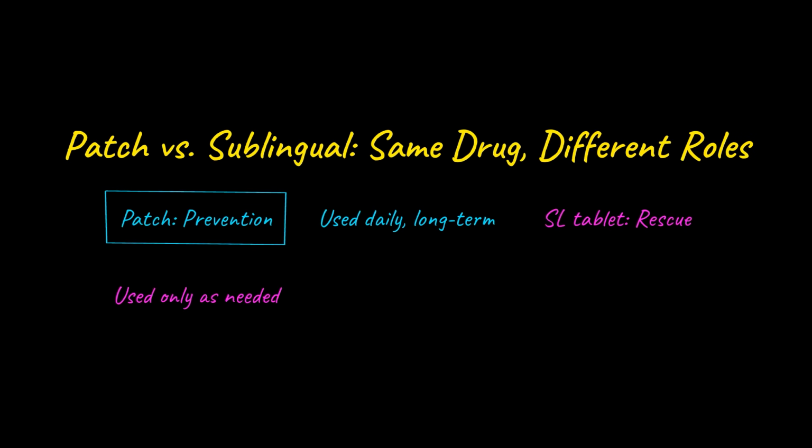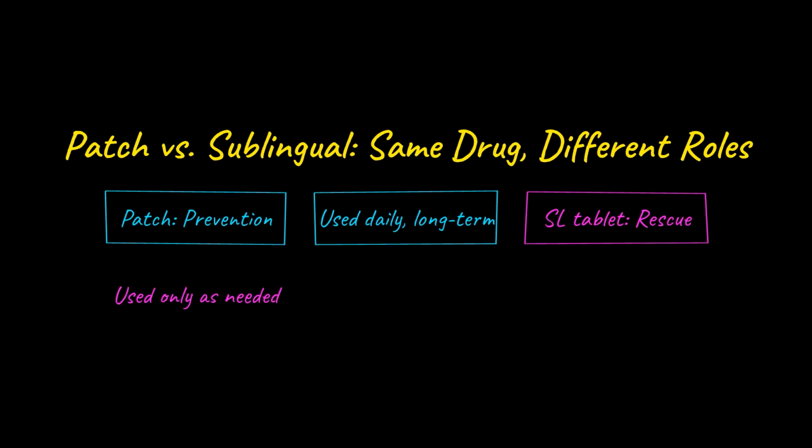It's worth contrasting the two forms of nitroglycerin. The patch provides steady, long-term prevention and must be cycled off daily to stay effective. A sublingual tablet of the same drug is used only to stop an attack already underway. It's never worn continuously, so tolerance is never an issue.